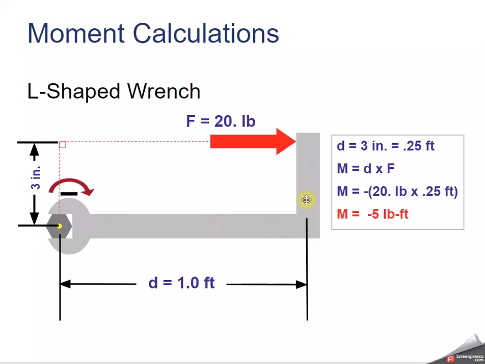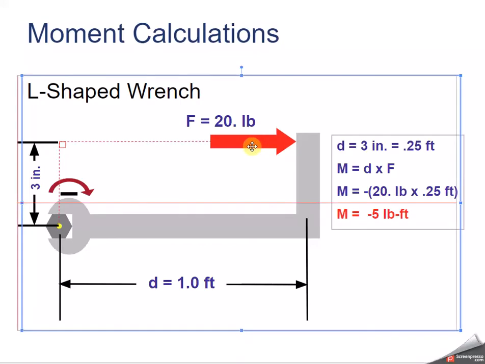Now we're going to take this L wrench. We've got to again look at the perpendicular distance. We don't care about the 1 anymore. We care about that was 3 inches. Those 3 inches are the perpendicular distance that we're going to calculate with. So 3 inches is 1/4 of a foot, so 20 times the quarter gives us negative 5 foot-pounds due to that clockwise direction. So even though we have the same length of wrench, the distance that we're using is only 3 inches compared to the 12 inches that were previously used. So that's why the moment decreases.